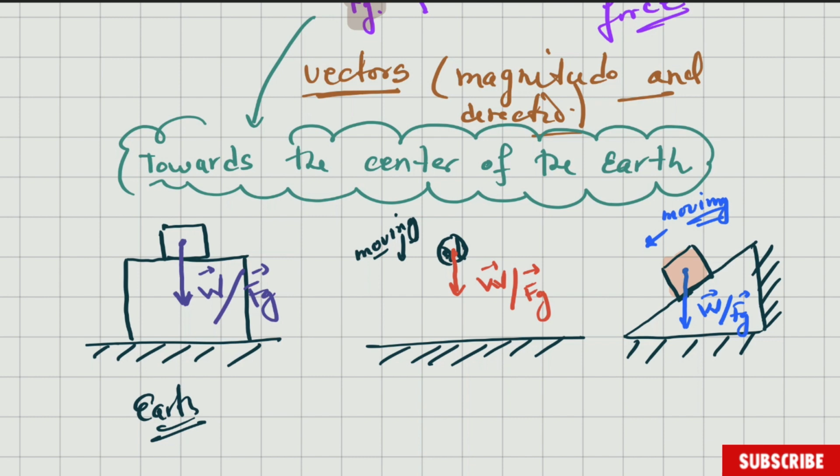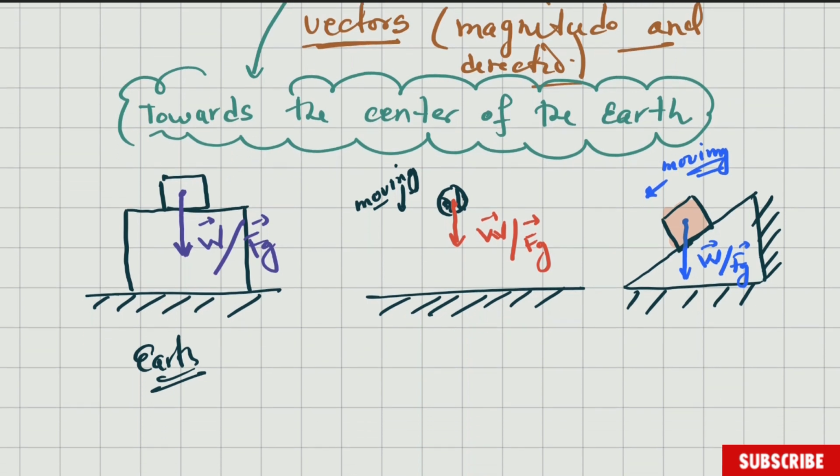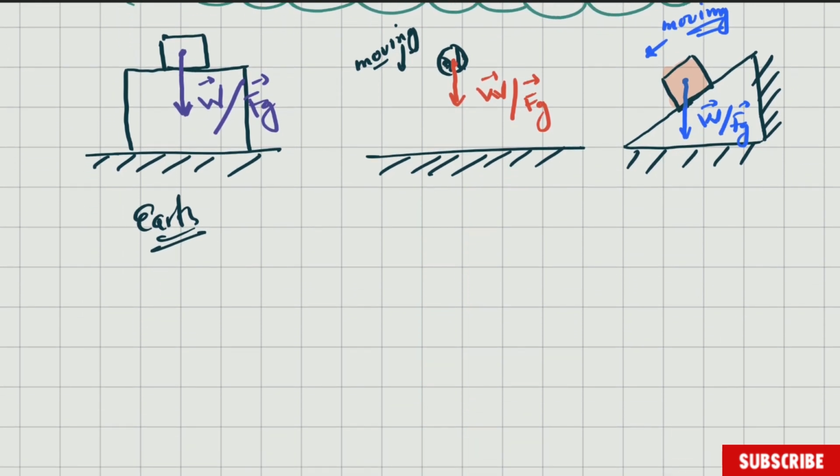It's always towards the center of the Earth, but you can also write it in words. And then how do we calculate the gravitational force or weight? Weight is equal to the product of mass multiplied by g. Alright, now what are these symbols here? Very important symbols. What is g? G is acceleration due to gravity.